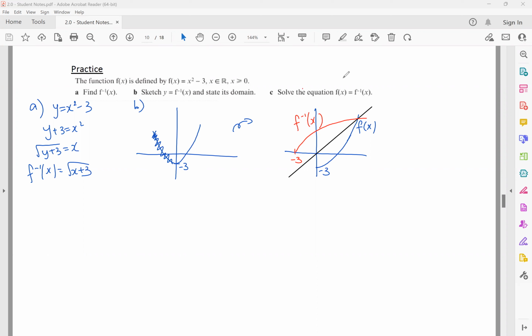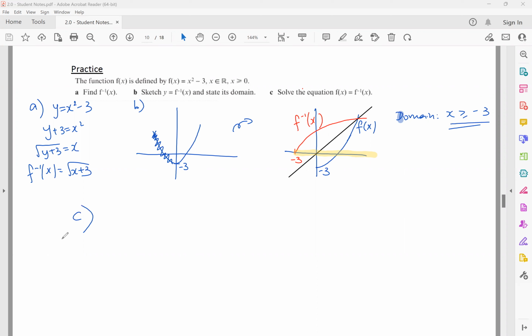And domain. So what's domain? The domain of the inverse, look at the x-axis. The graph starts from here and goes all the way in the positive x direction. So the domain is x greater than or equal to -3.